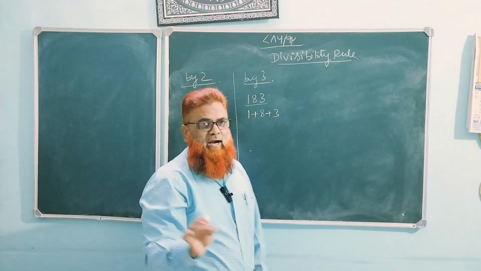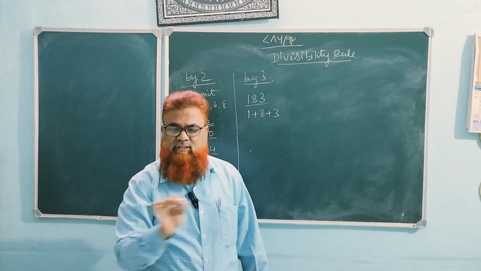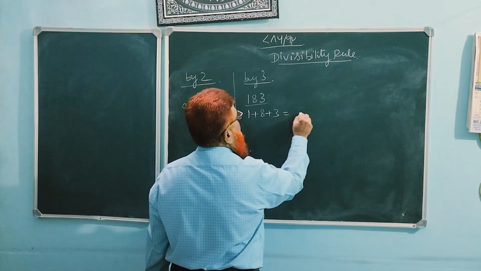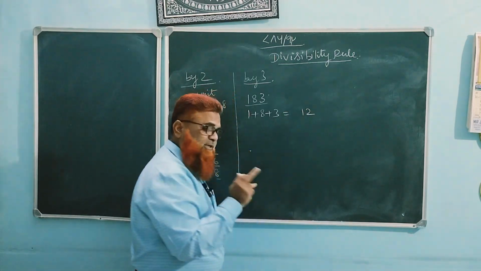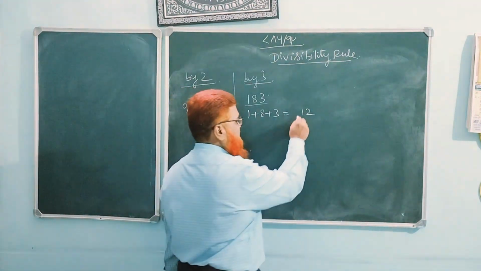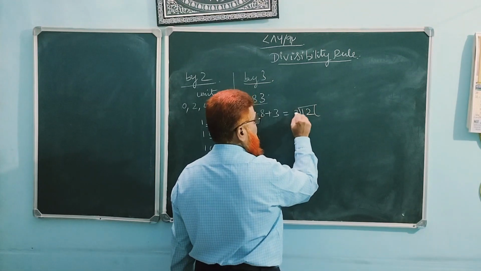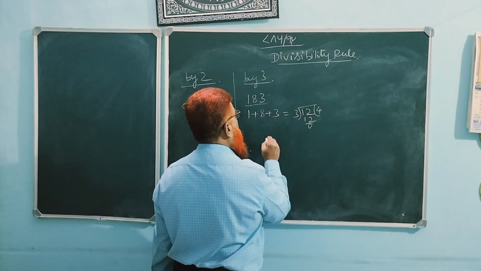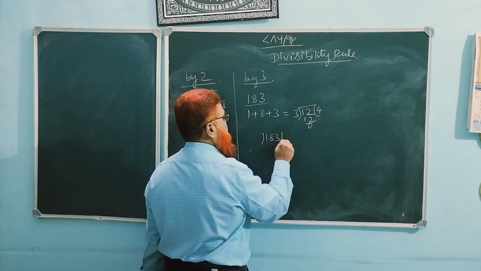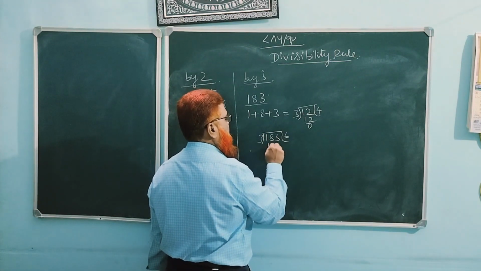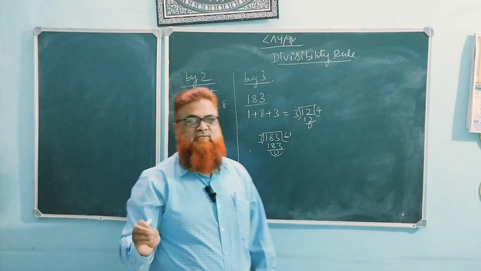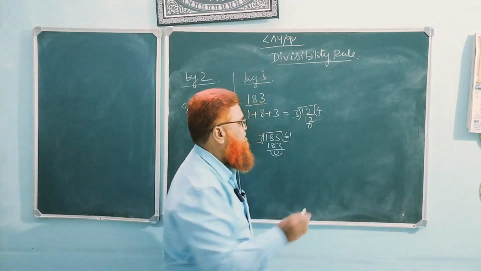183 is the number and I am making the sum of all 3 digits. 1 plus 8 is 9, 9 plus 3 is what? Its sum is 12. Now you test whether this sum is divisible by 3 or not. If this sum is divisible by 3, then you can say that the whole number is also divisible by 3. 3 sixes are 18, 3 fours are 12. Yes, this is the test for divisibility by 3.